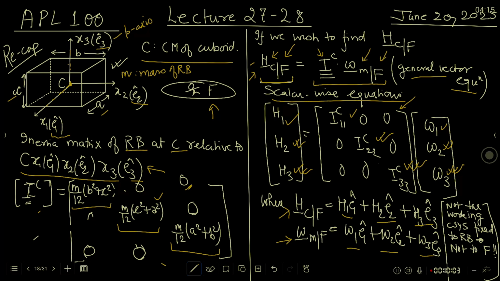I am choosing a Cartesian coordinate system as my working coordinate system, right? This is the Cartesian coordinate system. Mind you, this working coordinate system is not fixed to frame F. It is fixed to the RB itself. This is very different from whatever we have done so far in kinematics. Whenever I had a Cartesian coordinate system, I used to say it is a frame fixed coordinate system, right? F fixed coordinate system.